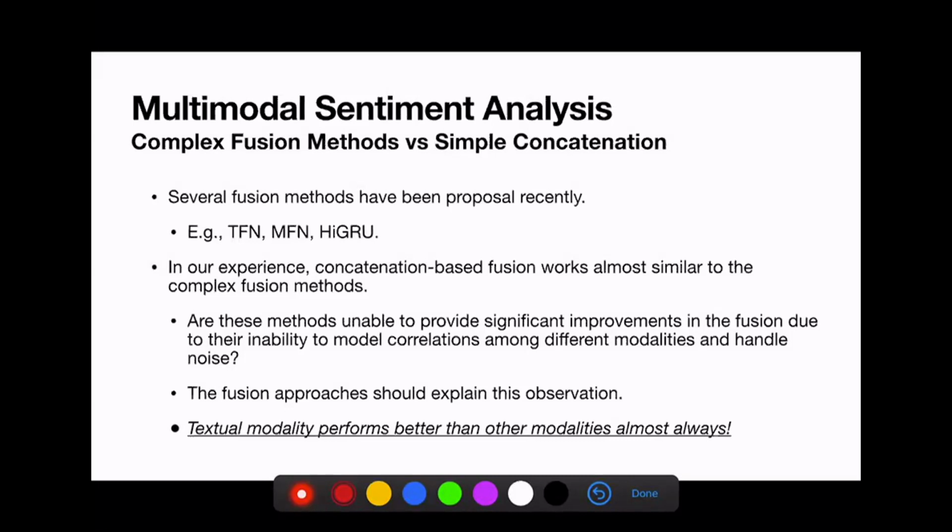And there is one more thing that we observe, and recently some of our colleagues from University of Michigan also published this research. Most of the time, the textual modality performs better than the other modalities, almost always. Why do we observe that? The textual modality always dominates. So it is a very interesting thing to explore.